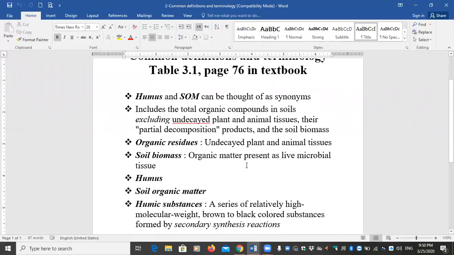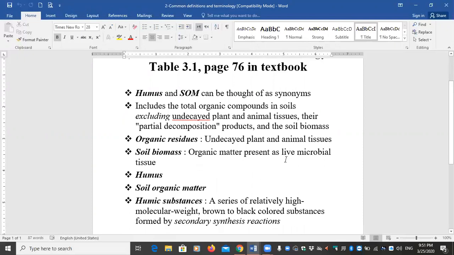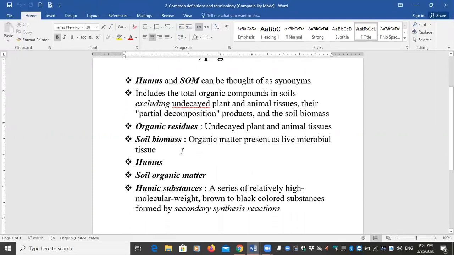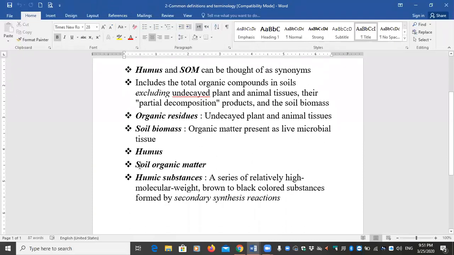Soil biomass, the organic matter present as live microbial tissues. Remember, when you see this word live, it can be a verb, to live, and live, if we say live, that means something alive, something living. Humus, which we have already said, describes soil organic matter. We said these two are synonyms.